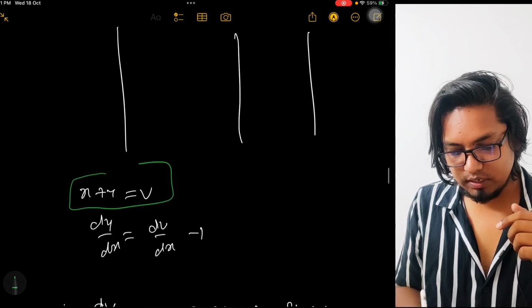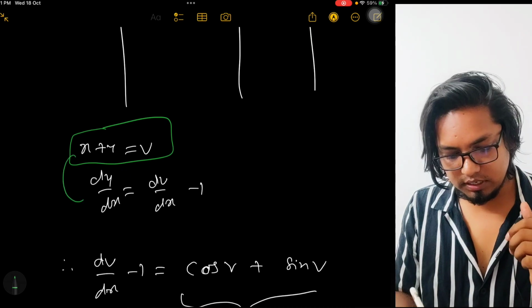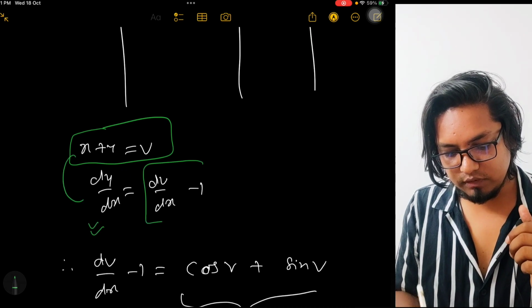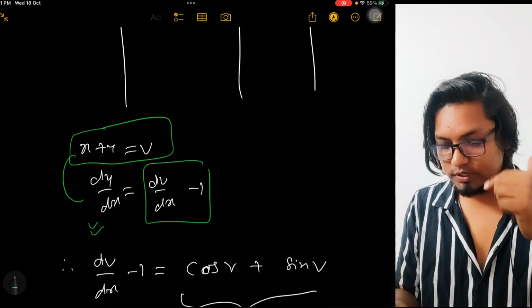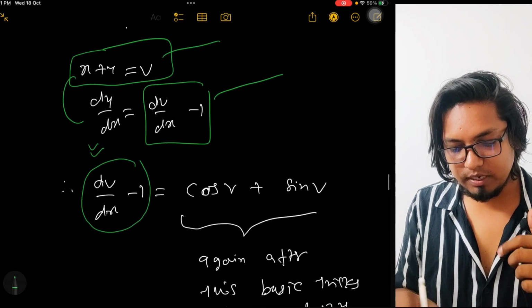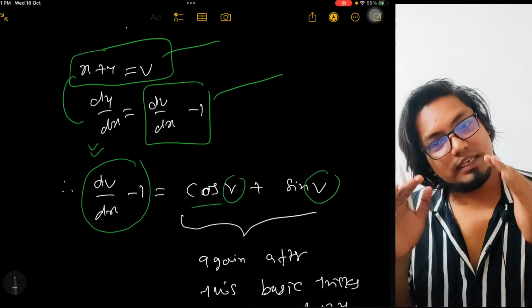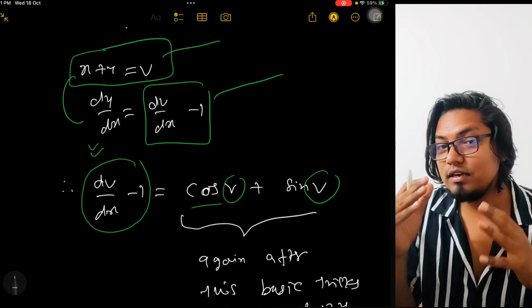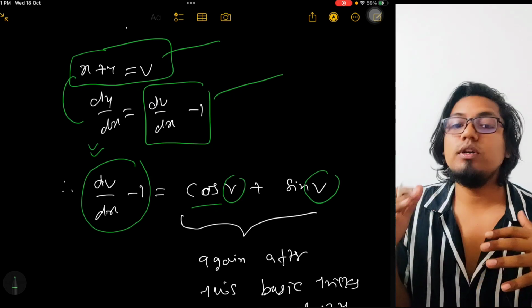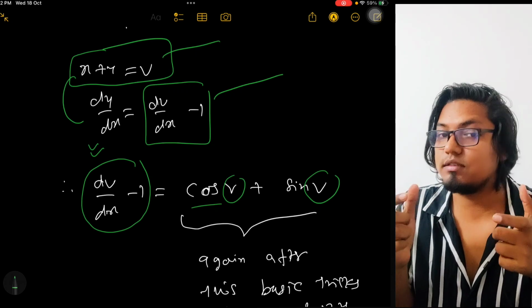So x plus y is equal to v. So differentiate this with respect to x. Same process. dy by dx is equal to dv by dx minus 1. You replace these two back in the question. So your question will become dv by dx minus 1 equals cos v plus sine v. Now again, this much is variable separable. But after that, even this question is very easy. But a student may not be able to do it because of the lack of ideas of tricks.